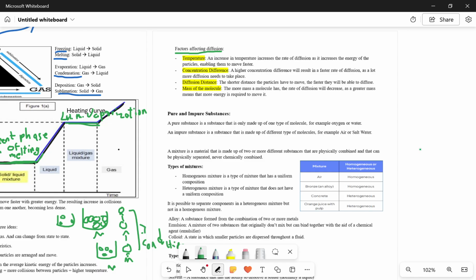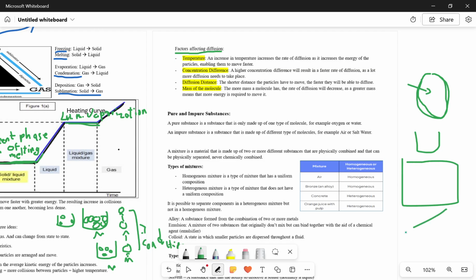Now there's diffusion distance. The shorter the distance between particles, the faster they will diffuse. For example, in a biological context, our small intestines have a thin layer, or our cells have a thin cell membrane. The reason is for easier diffusion. Now, mass of the molecule. The more mass the molecule has, the more the rate of diffusion will decrease, as a greater mass means more energy is required to move it.